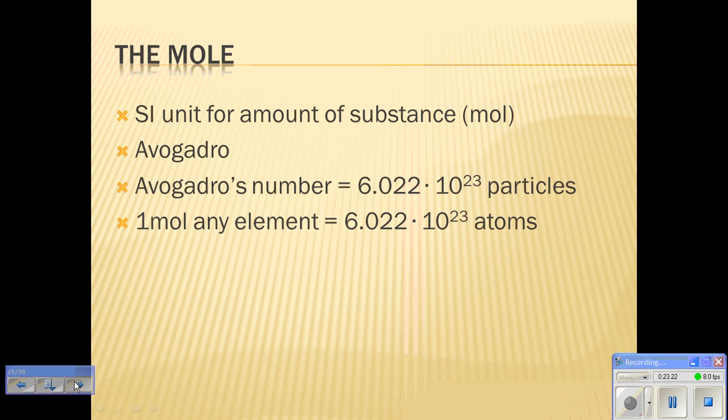So a mole is a counting unit, just like a dozen. If I say I have a dozen eggs, I have 12. If I say I have a dozen handkerchiefs, I have 12. So mole works the same way. If I say I have a mole of marshmallows, then I have 6.022 times 10 to the 23rd marshmallows. It's just a counting number. How much of it's there?